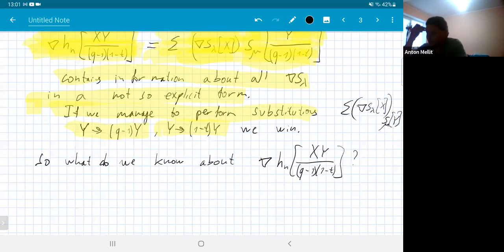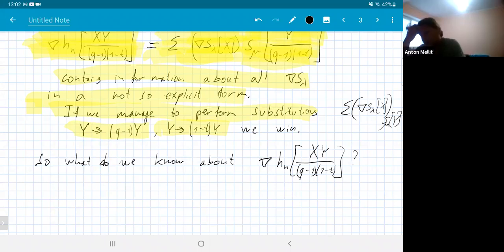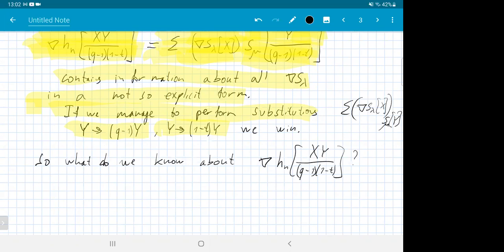Okay, but the meaning of this formula is that you apply Nabla for x's, right? Yes, and always for x's. Let's agree on that.